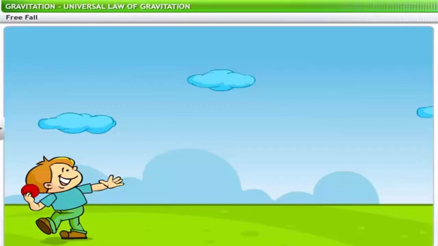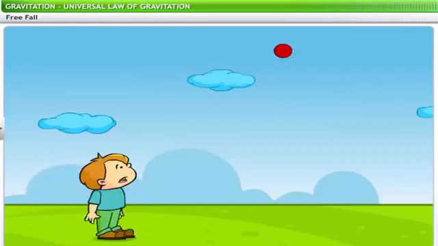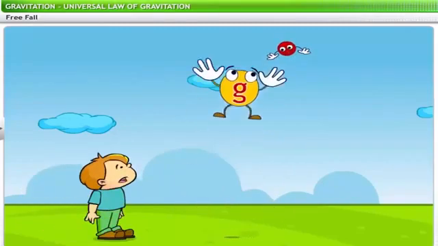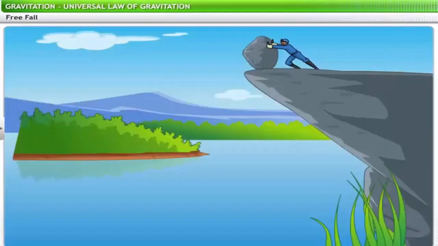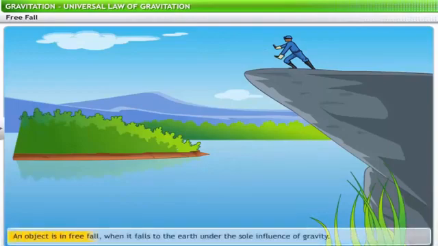As we mentioned before, when you throw an object up, it comes down due to gravity. Thus, when an object such as this boulder is pushed or thrown from a height, it falls to the earth. Such an object is said to be in free fall. An object is in free fall when it falls to the earth under the sole influence of gravity.